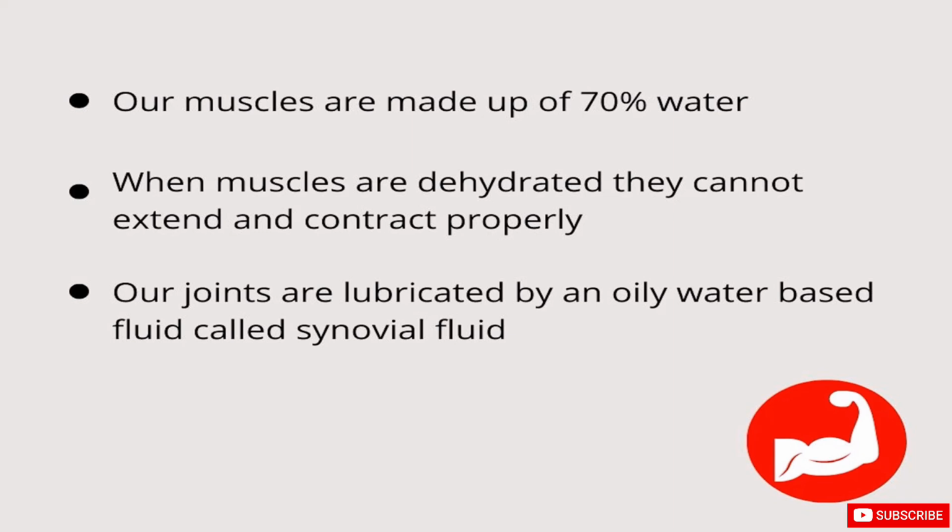Our muscles are made up of 70% water. When you're dehydrated, your muscles are also dehydrated. They cannot extend and contract in a way they are meant to when fully hydrated. So basically, dehydration makes them inflexible. Our joints are also lubricated by synovial fluid. This is an oily water-based fluid that is manufactured by your body to keep your joints functioning properly.